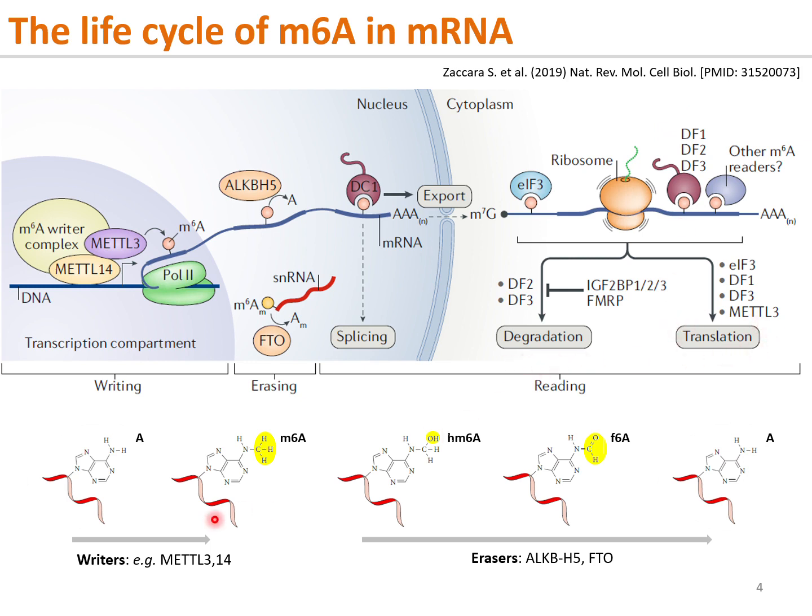m6A modification is reversible. m6A can be erased by erasers such as ALKBH5 and FTO in 2 steps. First, by hydroxylation into hydroxymethyl-A, hm6A, and then to formyl-A, or f6A. f6A is unstable and spontaneously deformylated back into an unmodified adenosine, A.